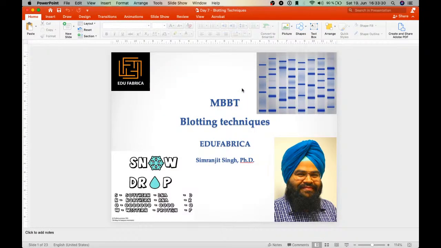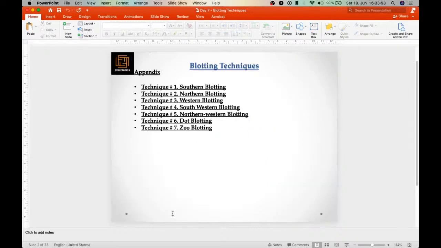So this is actually part of MBBT, but this also comes under gel electrophoresis. Remember this mnemonic: Southern means DNA, Northern means RNA, and Western means protein. So Southern blotting is done for DNA identification, Northern for RNA, and Western for the protein.